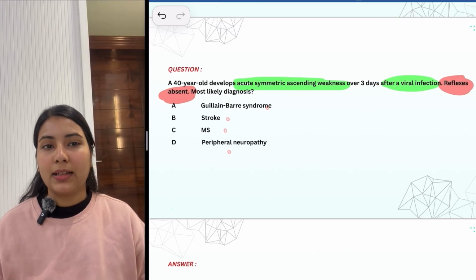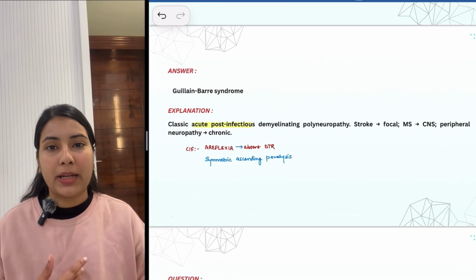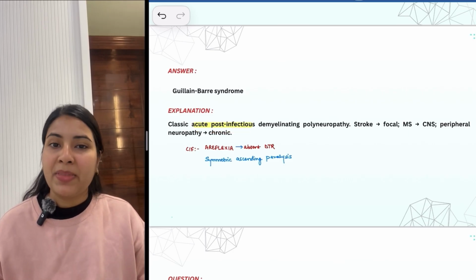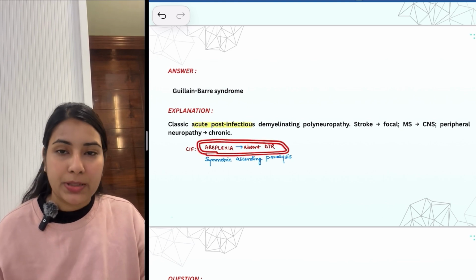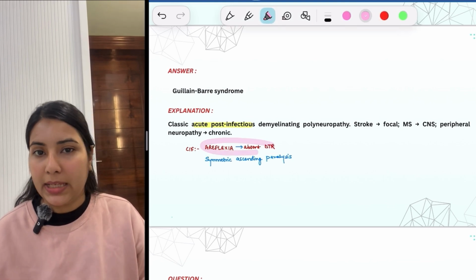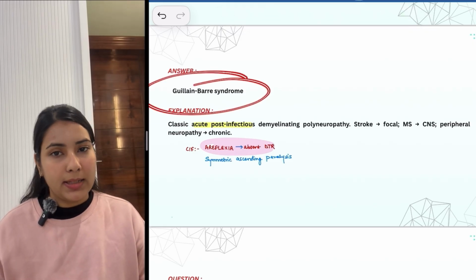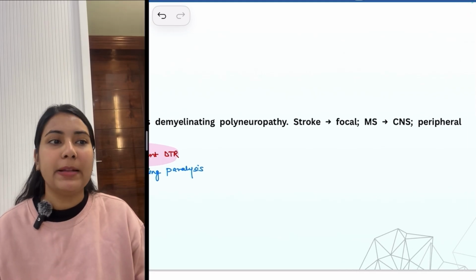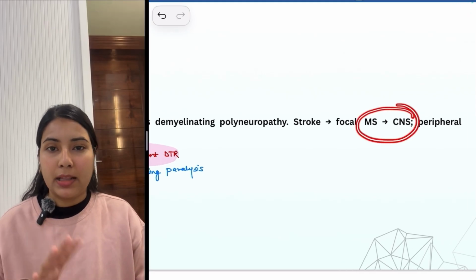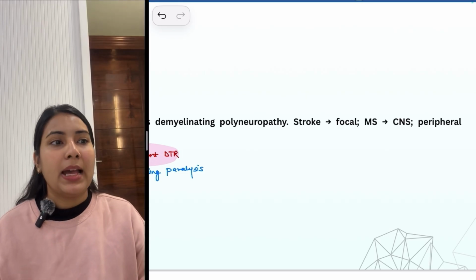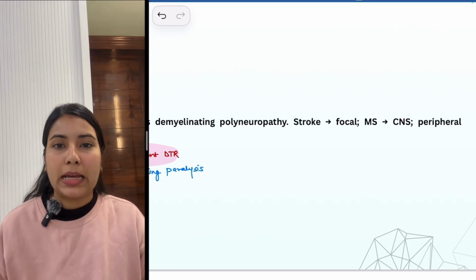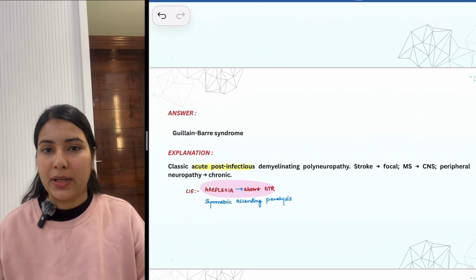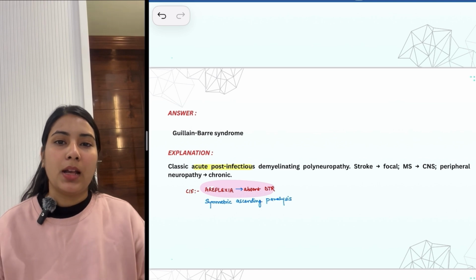This is the classical history for Guillain-Barré syndrome: you have a history of post-infection, the patient has demyelinating neuropathy, reflexes are absent, that is DTRs are reduced. So this typically goes for option A, Guillain-Barré syndrome. Now stroke causes focal lesions, right? Stroke is focal in nature. In MS, the central nervous system gets affected, not the peripheral nervous system, and peripheral neuropathy itself is chronic in nature, right? So the answer here is a typical history for Guillain-Barré syndrome, right? Moving on to the next question.